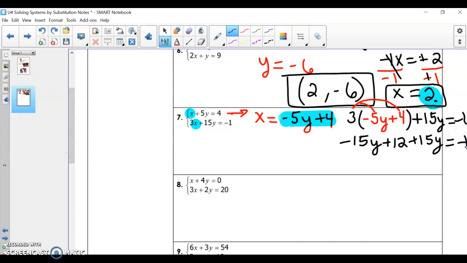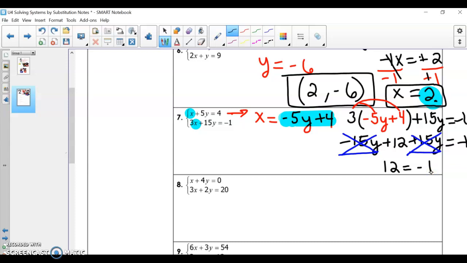Equals -1. This is where this one gets a little bit different. You're going to combine your like terms, so you have -15 plus 15. If you do that in your calculator, you're going to get 0. That tells you that these two cancel out, so this is where this one becomes a special case. Then you just bring down what you have left. So you have 12 equals -1.